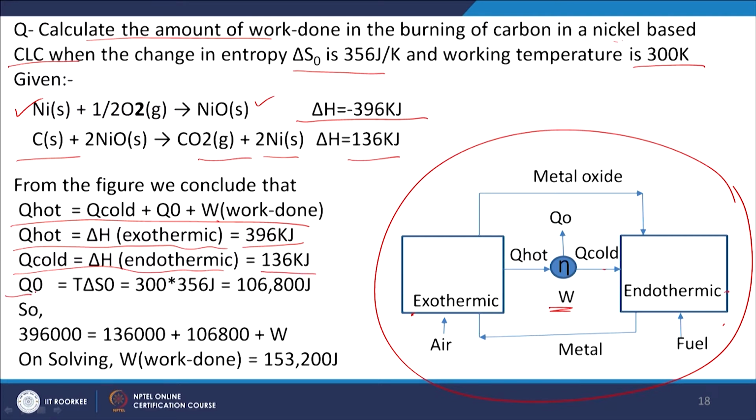And what is Q0? T into del S. Del S value is given, T value is given. So, you can calculate Q0 = T del S, that is equal to this one. So, this many joules we are getting. So, we have the relationship, that is Q hot is equal to Q cold plus Q0 plus W, and by rearranging, W is equal to this much. So, now we are able to find out the work done during this process.